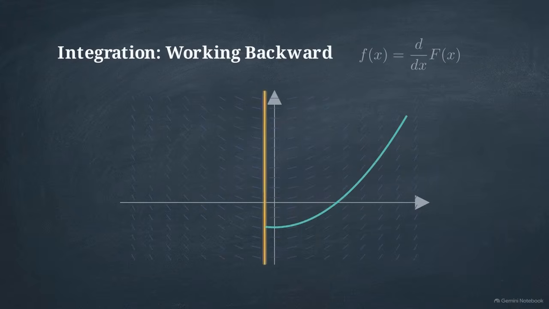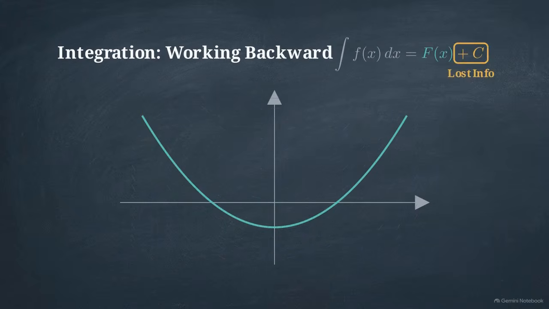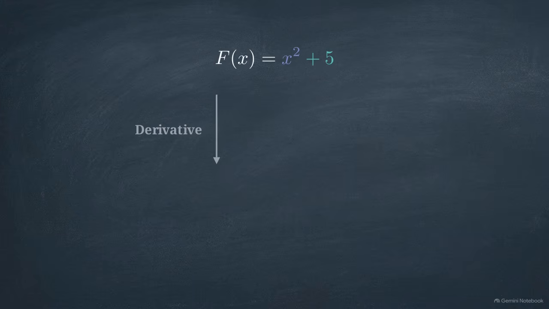Integration is mathematically working backward to recover lost information. To see how this works, look at this equation. F of x equals x squared plus 5. When you take the derivative, you are measuring the rate of change. Because the number 5 is a flat constant, it does not change. Taking the derivative destroys it entirely, leaving us with just 2x.